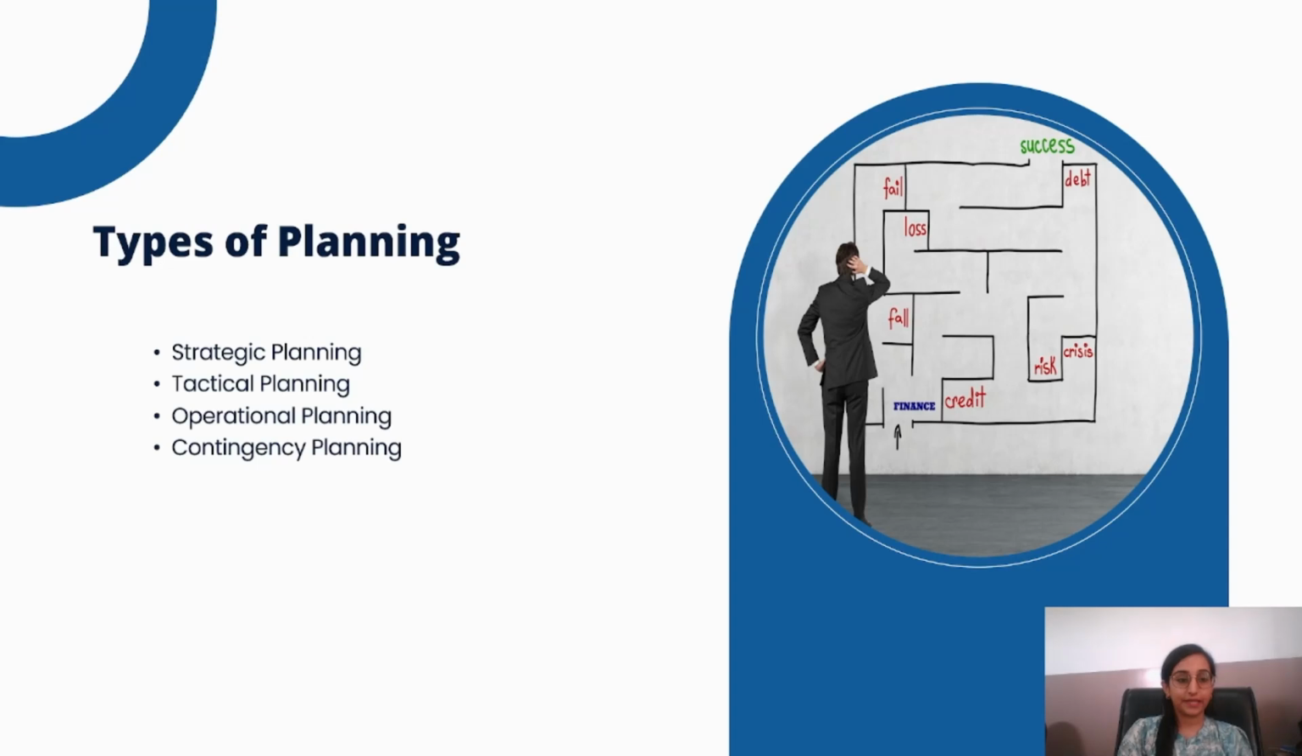Next topic is types of planning. And we have four types. First is strategic, second tactical, third operational, and last is contingency. We will discuss each of the planning types one by one.